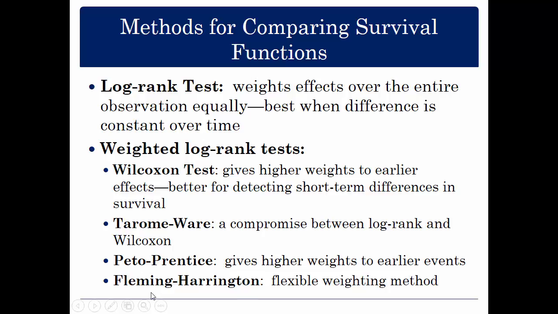But there are options here which basically provide higher weights to events that occur either earlier in the study period or later. The Wilcoxon test tends to be better, or more powerful, at detecting short-term differences. The Prentice gives higher weights to earlier events, so short-term benefit. The Fleming-Harrington actually allows you to specify your weights. So if you think that the benefit's in the middle, towards the end, or the beginning, it allows you to specify those weights based on what you are interested in detecting.